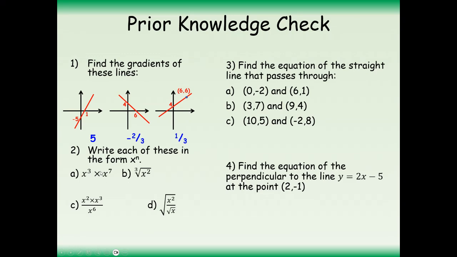For question 2, you apply your index rules, your knowledge of index laws. X to the power 10 is the first one. The second one is x to the power 2 over 3. The next one is x to the power 5 minus 6, which makes it x to the power minus 1. The next one is a little complicated: 2 minus a half, multiplied by a half. That's 3 over 2 times a half, which makes it 3 over 4. I'll show you the working out in a minute. Please have a go at these questions.